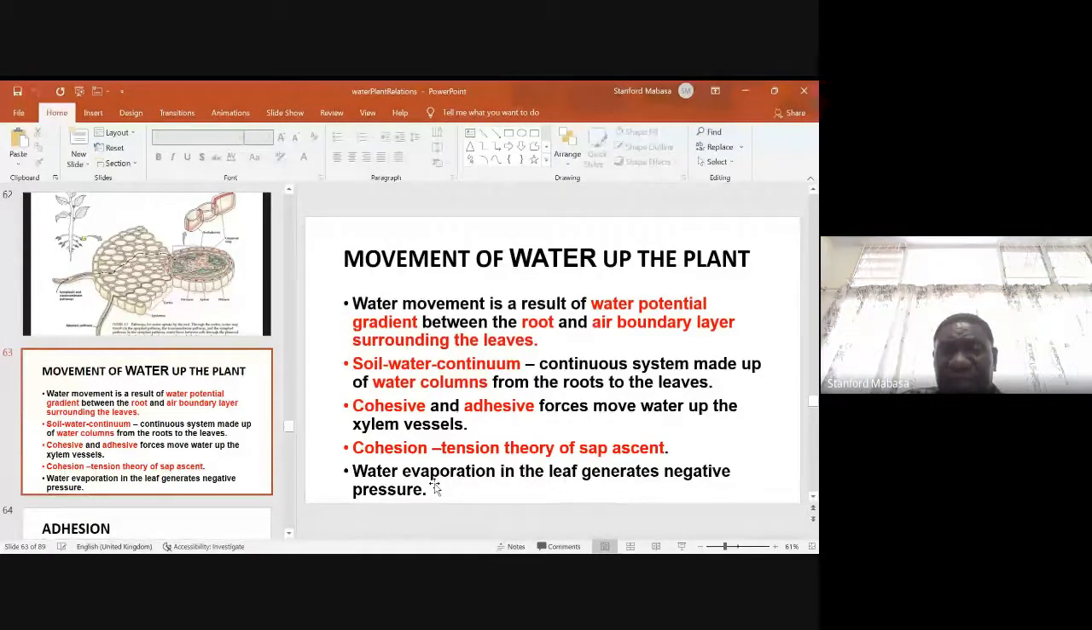So water movement is a result of water potential gradient between the root and the air boundary layer surrounding the leaves of the canopy of the trees or plants. In fact, there is a soil-water continuum, which is the continuous system made up of water columns from the roots up to the leaves.